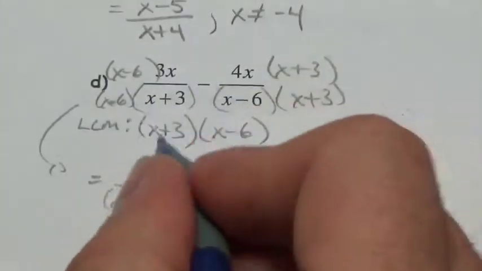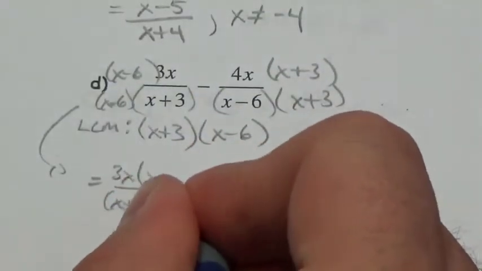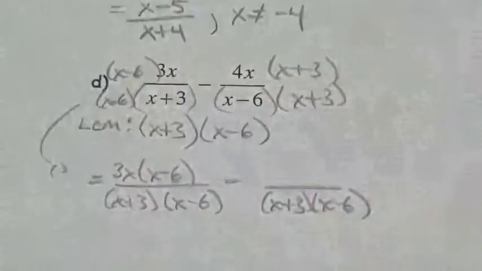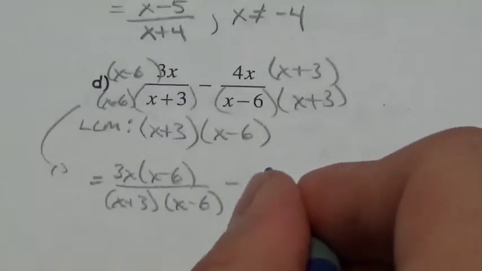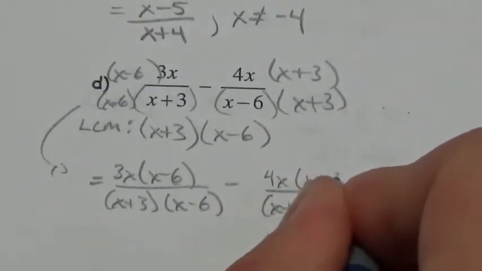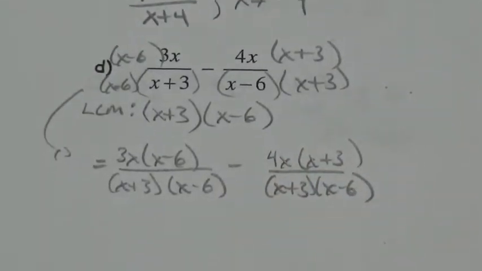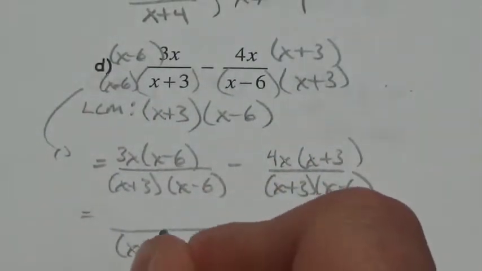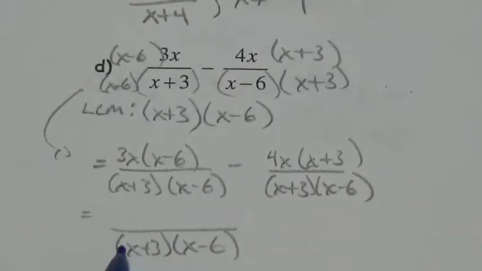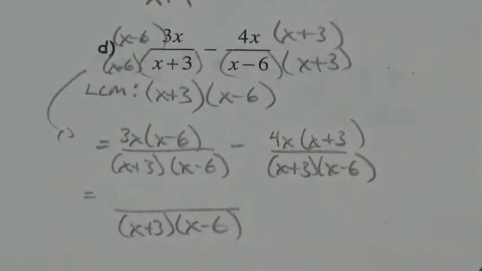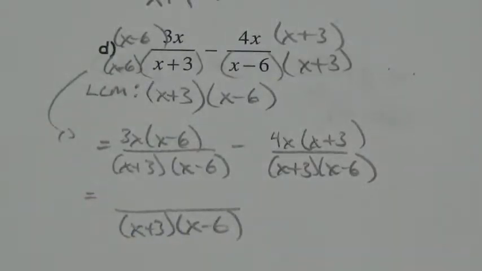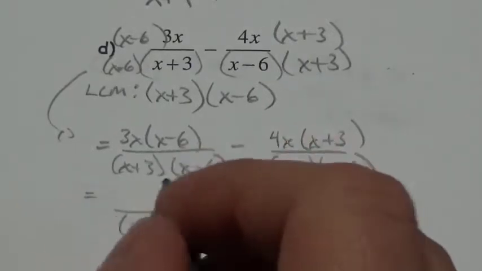So this becomes, if you will, 3x multiplied by x minus 6. Now granted, I changed the order of that, but because I'm multiplying them, I can do that. That's fine. Make this 4x, x plus 3. Now, I'm going to put these all together over x plus 3, x minus 6. Now notice I'm not going to multiply that denominator out. The reason I don't do that is because if I'm ever going to simplify it, I want it in factored form. It already is in factored form. I don't want to mess with that.